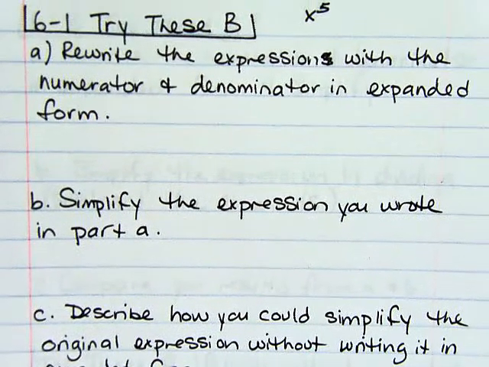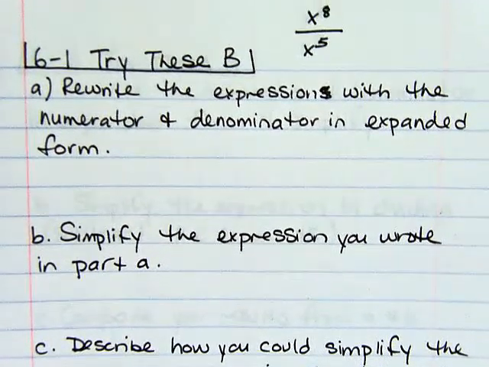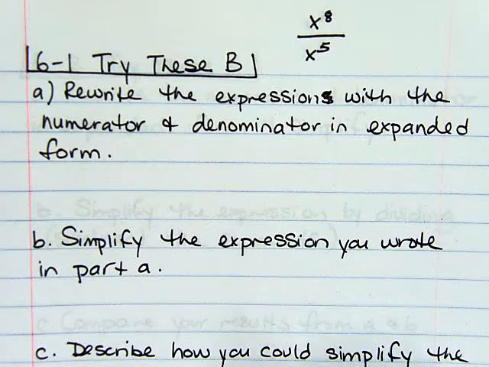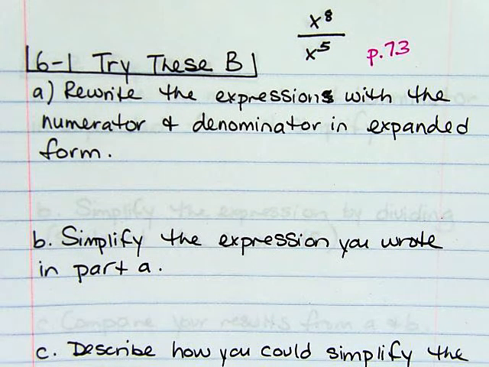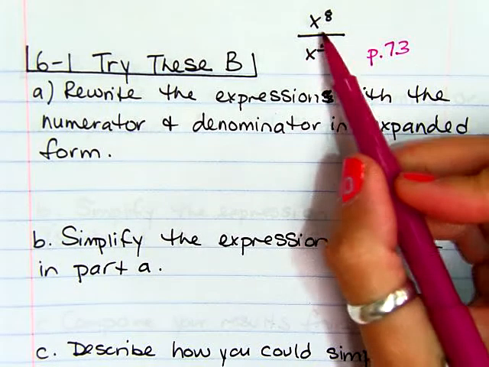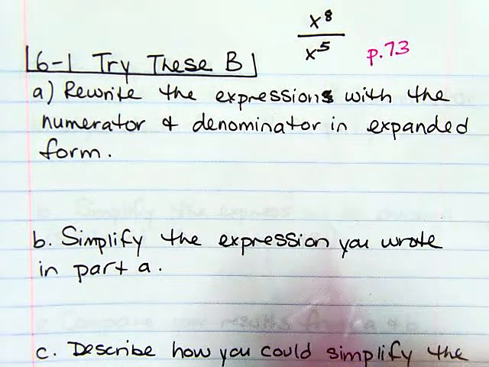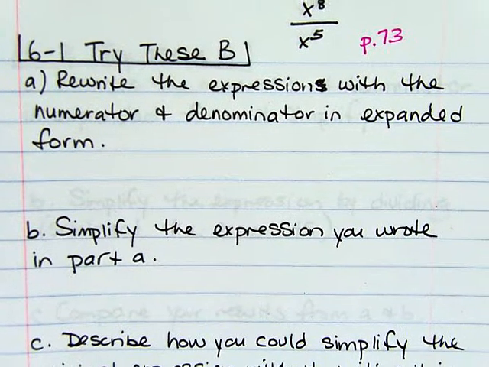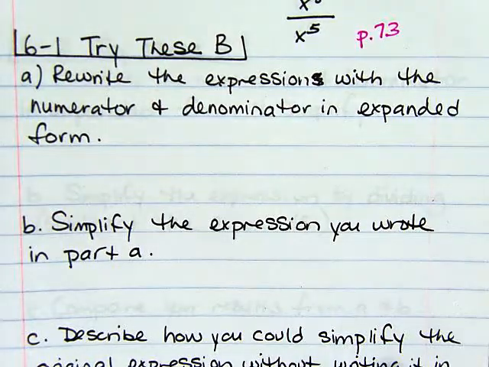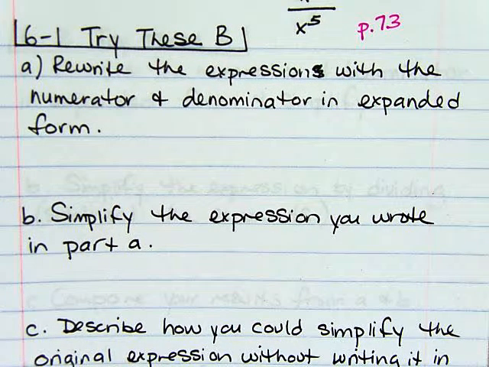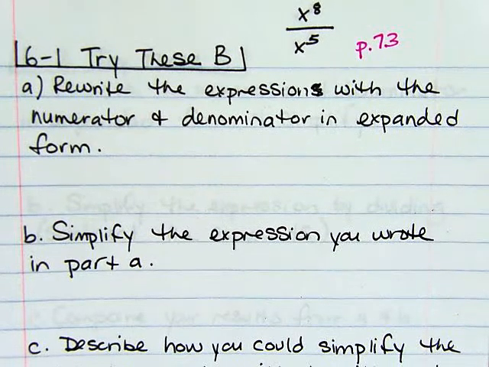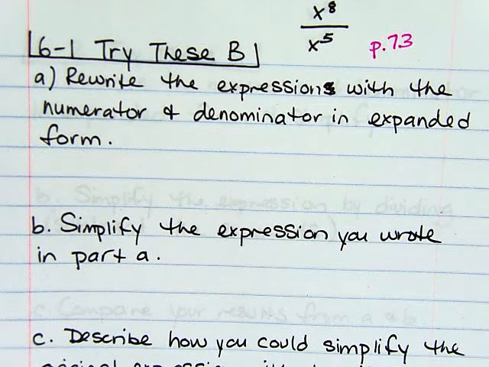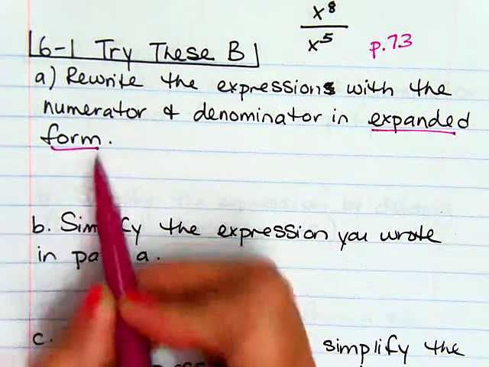But I also had a couple more that we didn't do, and it's the try these B, which is on page 73. The problem says consider the expression x to the 8th power divided by x to the 5th power. Rewrite the expression with the numerator and the denominator in expanded form. So I have to do it this way. I don't have a choice of using the shortcut because it tells me expanded form.